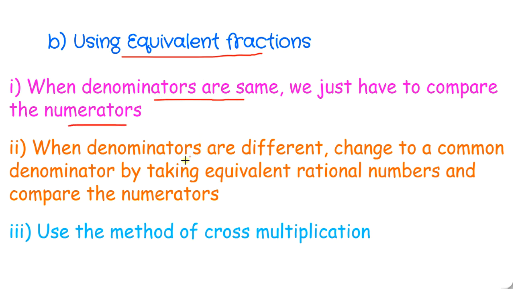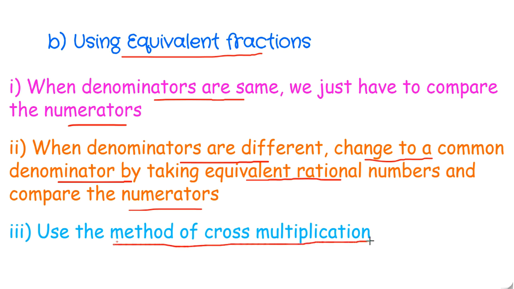And the second case can be when the denominators are different. So there we will follow the same method as that of fractions. We will change the denominator to a common denominator by taking equivalent rational numbers and compare the numerators. And the third and most important method is the use of cross multiplication method.